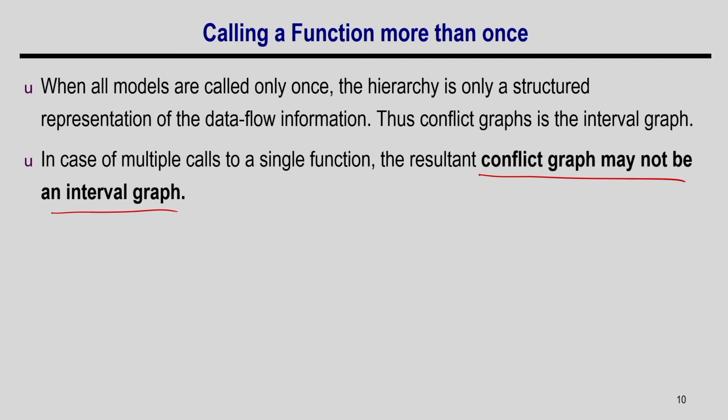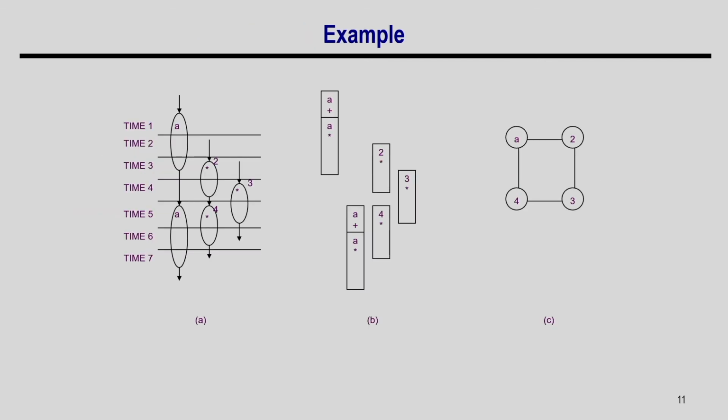So, let me take another example. Suppose I have a function a, which is addition followed by multiplication. So you have a equal to a plus b, then x equal to a star y. This is the function body, and it is scheduled and called two times, the first call happening here and the second call happening here. In addition, in the program there are some other multiplication operations.